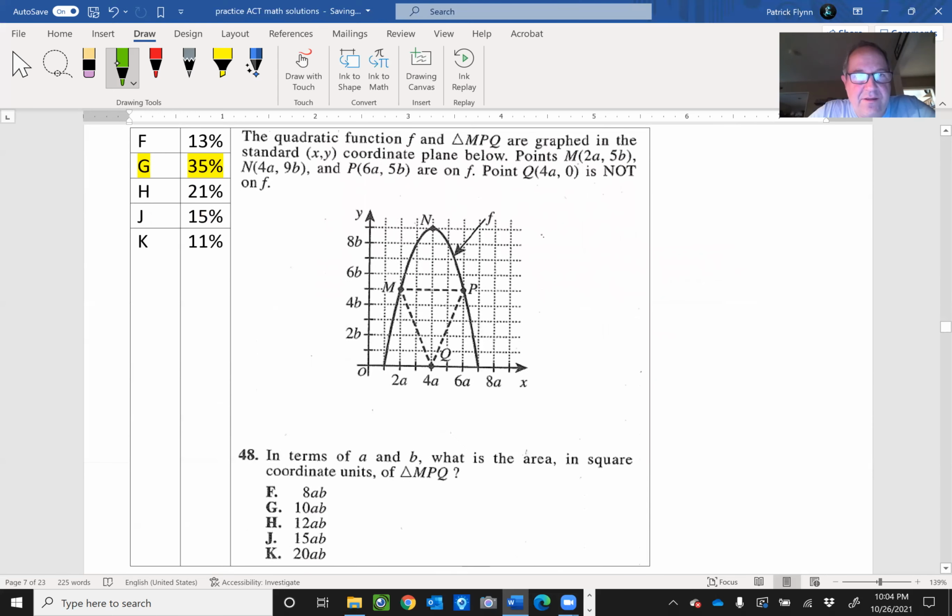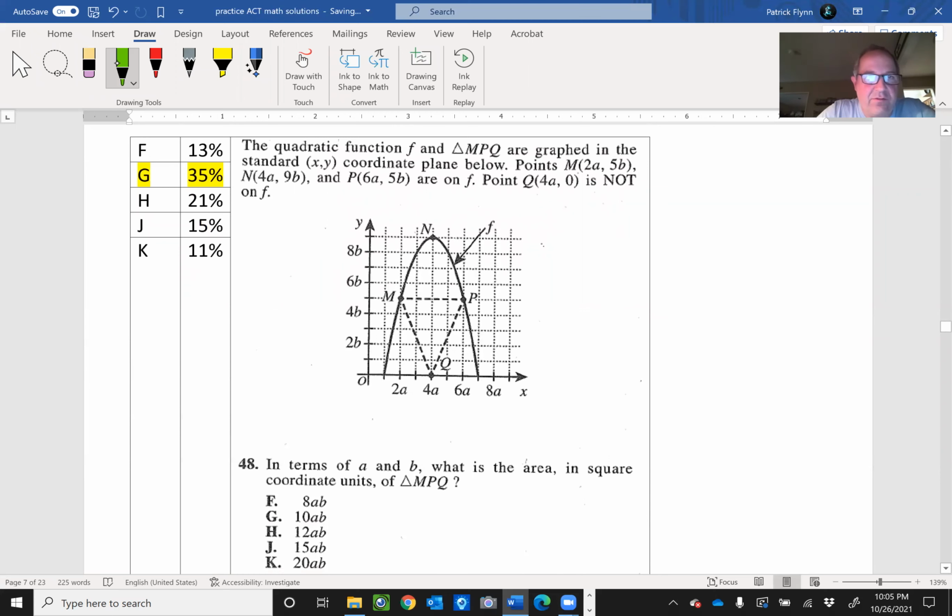Okay, 48. I think 48 is a bit of a stinker because the axes are not labeled in numbers. They're labeled in the letters A and B. This question wants to know what's the area of that triangle? What's the area of this triangle here? Well, we know that area is 1/2 length times width. Now the length is this distance.